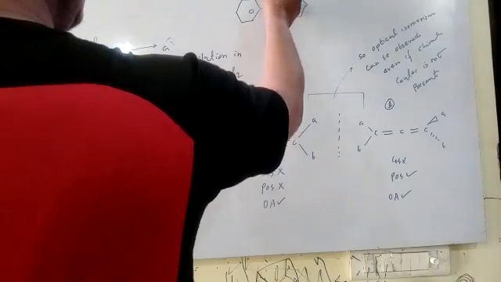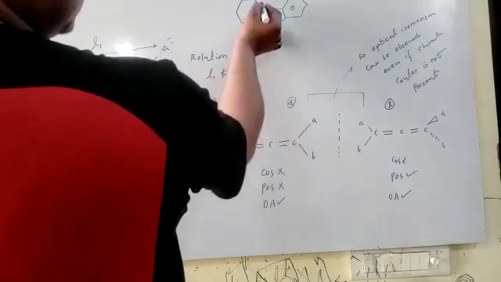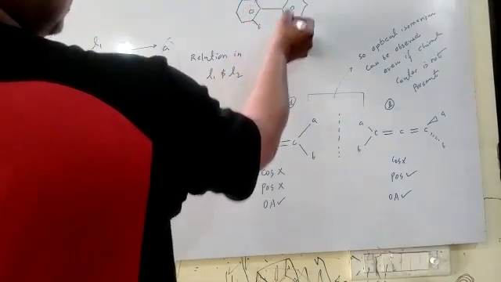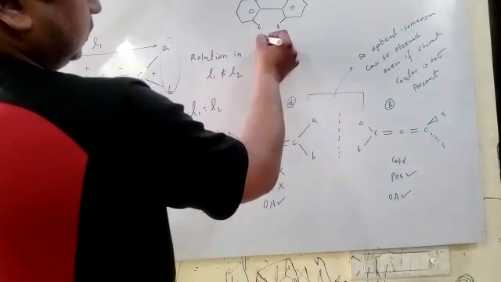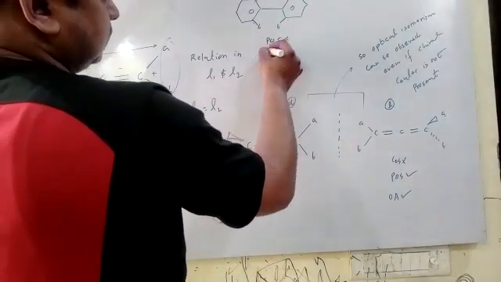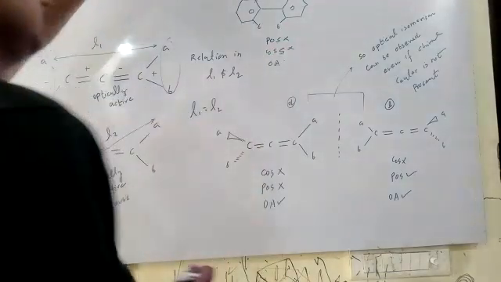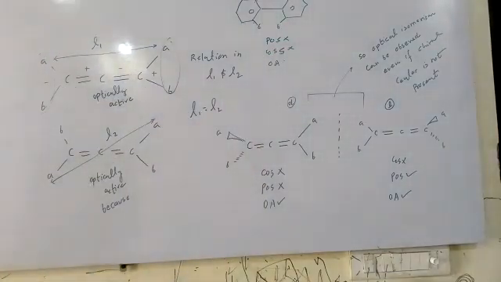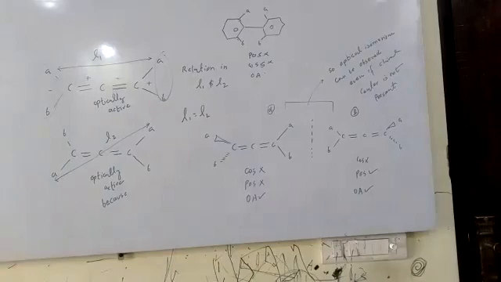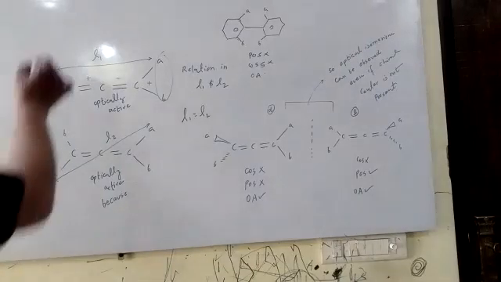If these two valencies are different and these two valencies are different, important is these two valencies and these two. So what will happen? This will rotate perpendicular. So no POS, no COS. So this will be optical. Okay, got it? And if there is an optically active substance, then its mirror image will be different.